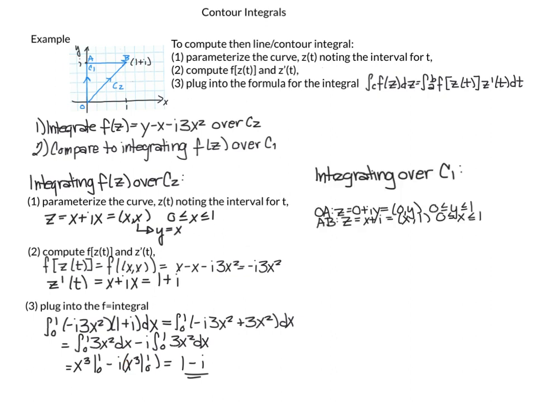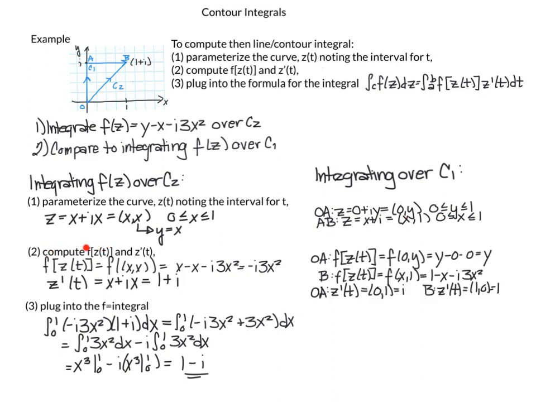The first step, again, is to parameterize the curve z of t, noting the interval for t. So for O to A, in this case, our x-coordinate stays at 0 while our y-coordinate varies. So our x-coordinate stays at 0, our y-coordinate will vary between 0 and 1. So that's our parameterization for OA. Now for A to B, at this point our y-coordinate stays at 1, while our x-coordinate goes from 0 to 1. So that's the parameterization we're going to have. The y-coordinate is 1, x goes from 0 to 1.